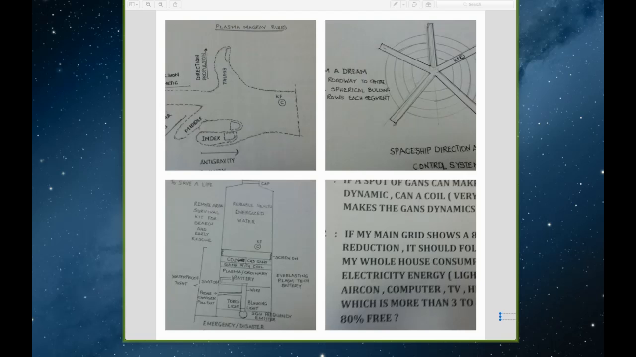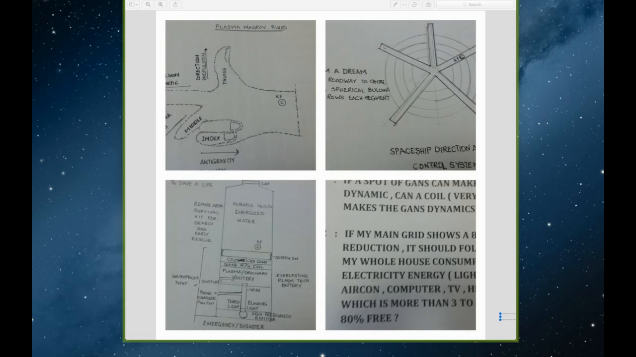If a spot of GANs can make a coil dynamic, can a very small coil make the GANs dynamic? Great question. I love it. Yes, and this is actually something I've been pondering myself. If the GANs is already dynamic and you use a coil on it, you'll probably add some energy to it, but the GANs is not a static thing. It's constantly in motion. So rather the GANs makes the coil dynamic than the coil making the GANs.